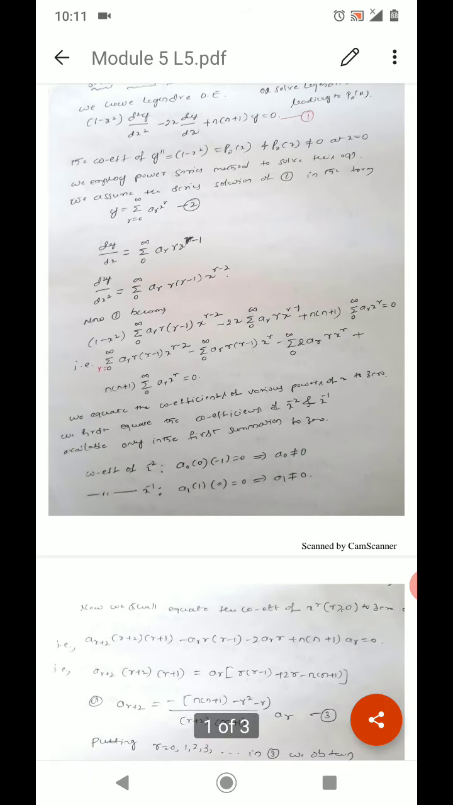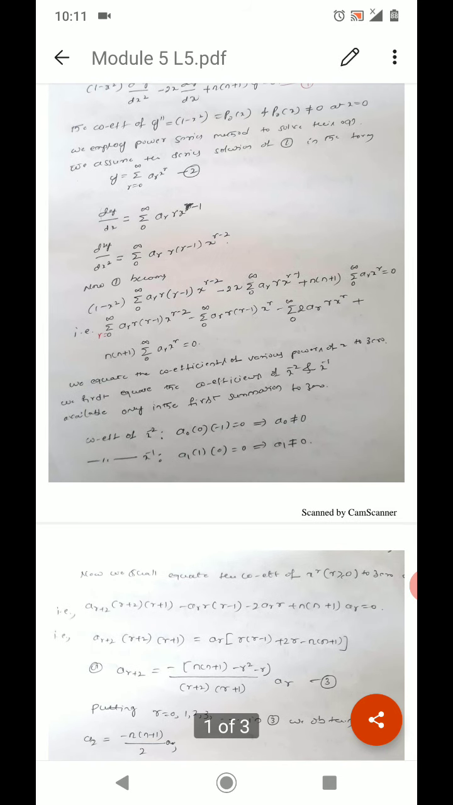Again differentiate this, we get d square y by dx square is equal to summation ar r(r minus 1) x power r minus 2. So use these results in equation 1. We get (1 minus x square) into summation ar r(r minus 1) x power r minus 2, minus 2x into summation ar r x power r minus 1, plus n(n plus 1) summation ar x power r, which is equal to 0.